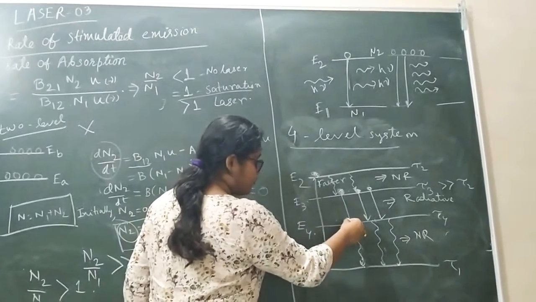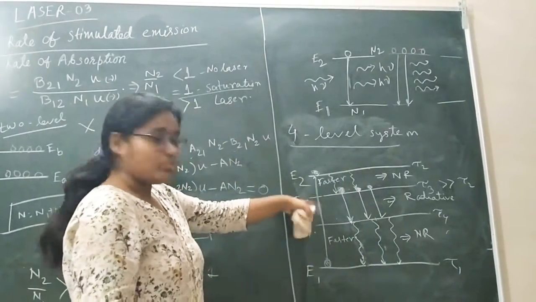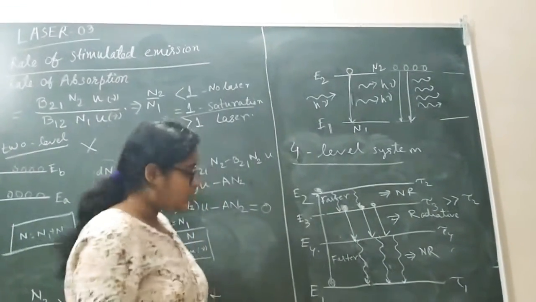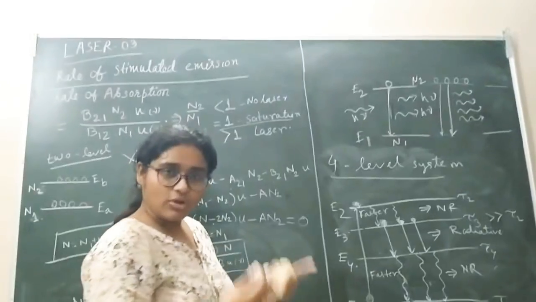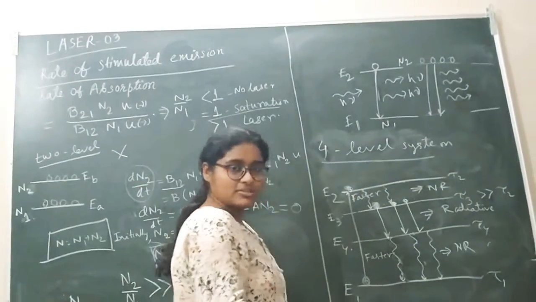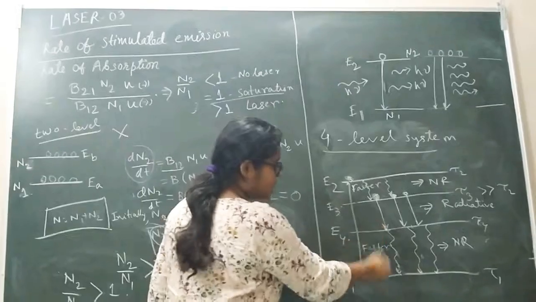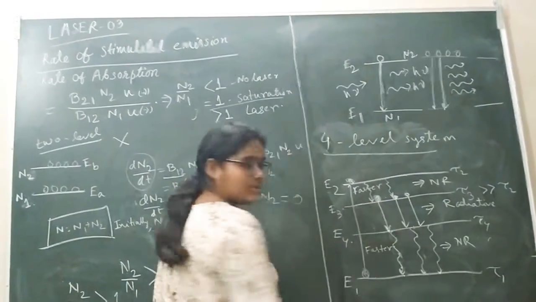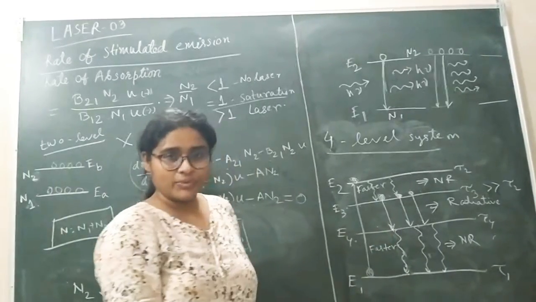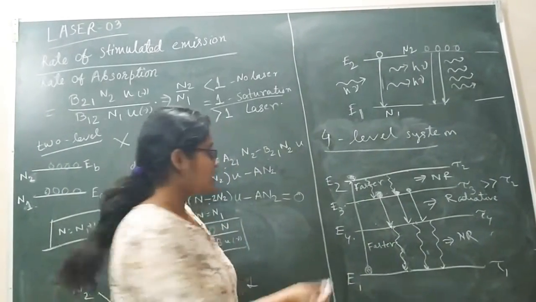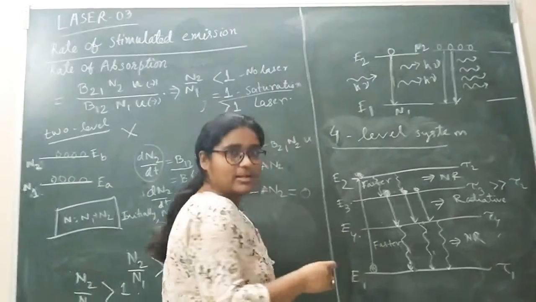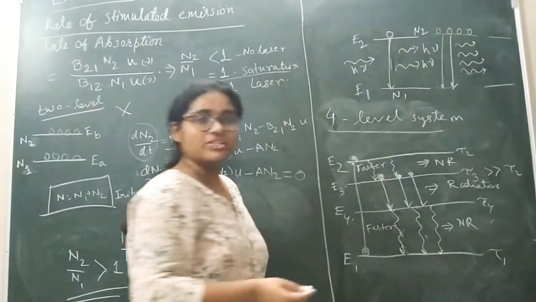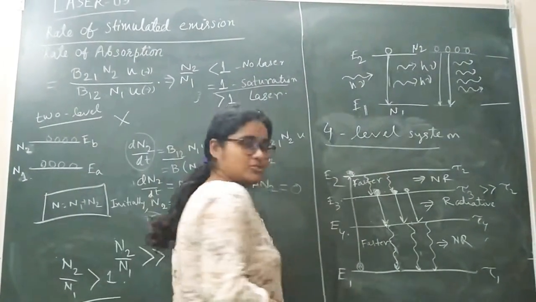So in the case of the 4-level system, population inversion is much easier, because you don't need to compete with the ground state level, and you all know that the ground state level is always much more populated than the higher state levels. In the 3-level system you are competing with the ground state level, but in the 4-level system you are competing with the intermediate state, which is already empty, or which may have some population, but this population at the E3 level can be easily depleted, and we can easily achieve population inversion. So the 4-level system is much better.